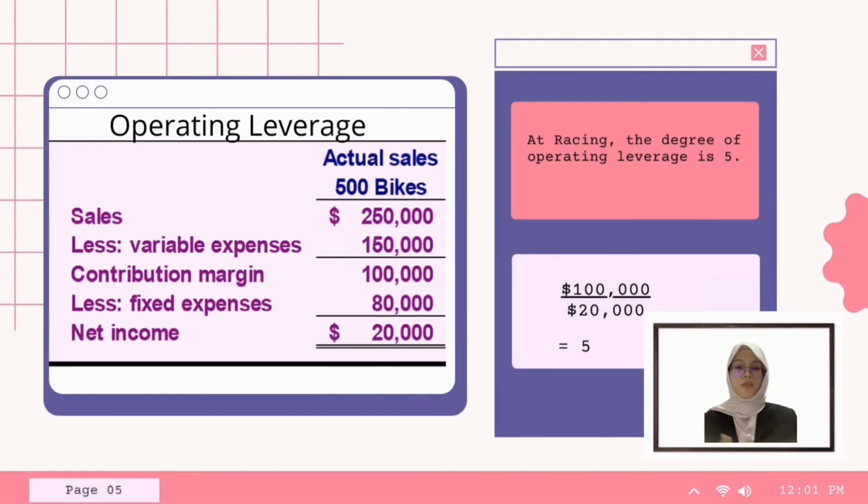As we can see from the example here, after we are done with the income statement, we can simply determine the degree of operating leverage. So the degree of operating leverage here is 5, where we divide 100,000 by 20,000.